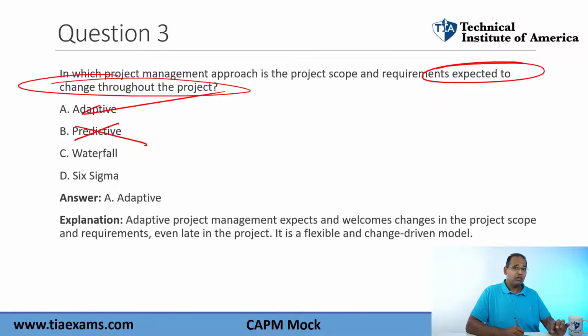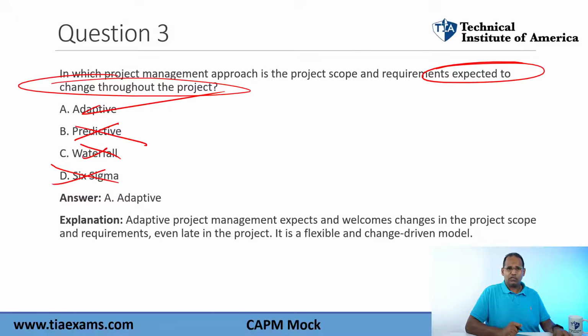Here's a quick tip. If you get two answers that are basically the same thing, like predictive and waterfall, they're probably not going to be the answer. Six Sigma is not really a project management method. It's more of how do we reduce defects. It's basically continuous improvement of processes to reduce defects. So that's more of a quality management thing than a project management thing.